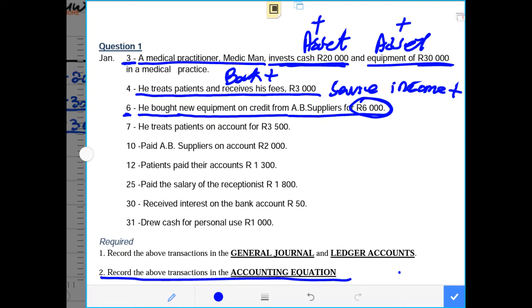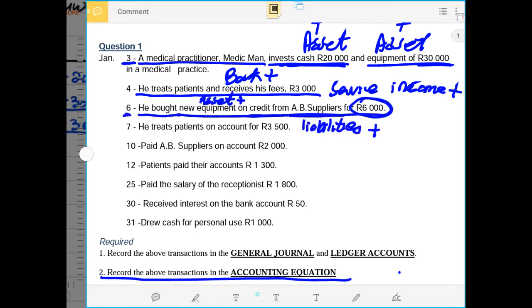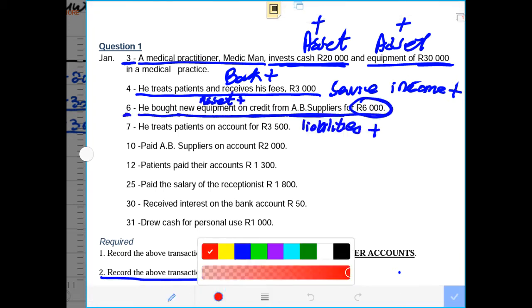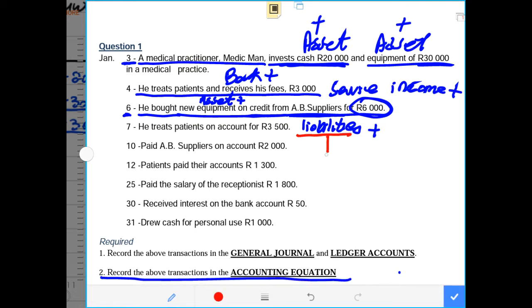So now he bought new equipment, and you know that equipment is an asset, and assets will be increasing. And because he bought on credit, therefore now this is liabilities. That means liabilities will be increasing. Remember, this is the liability that is called account payables.